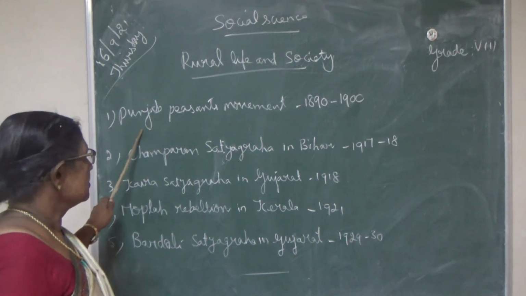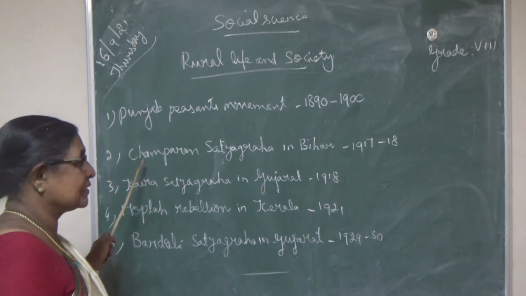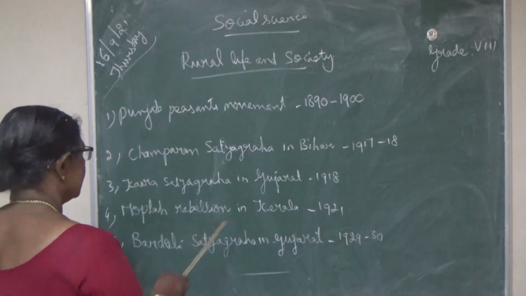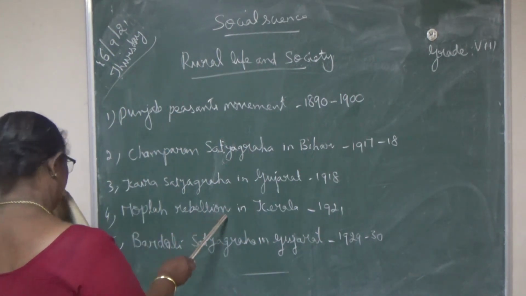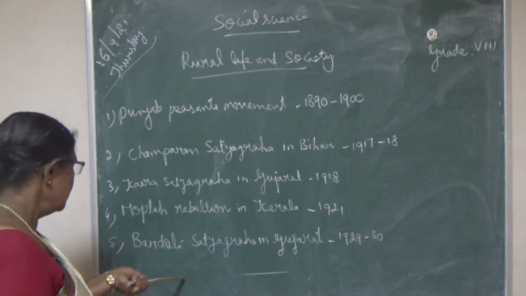Today we are going to learn about these 5 revolts. First, the Punjab Peasants Revolt, then the Champaran Satyagraha, then the Kheda Satyagraha in Gujarat, then the Moplah Rebellion in Kerala, and the Bardoli Satyagraha in Gujarat.